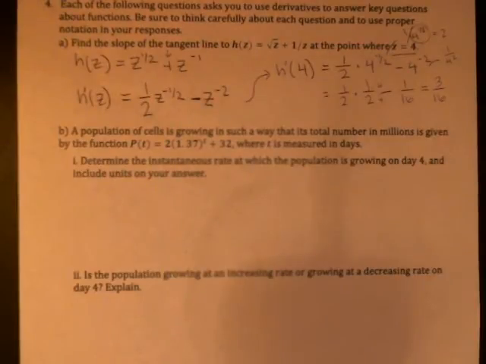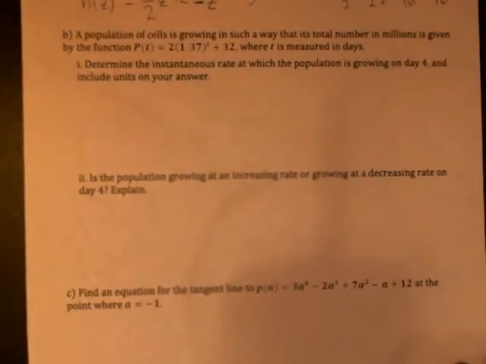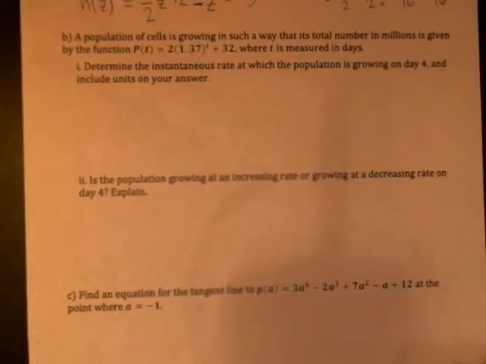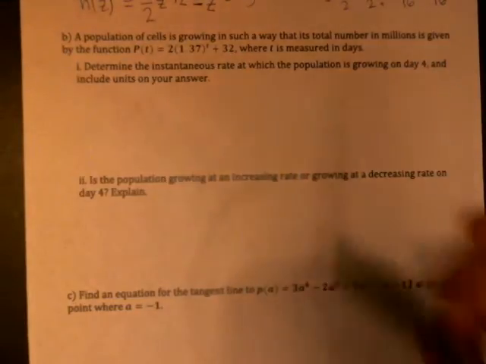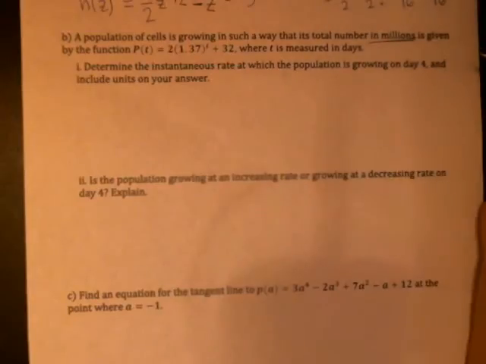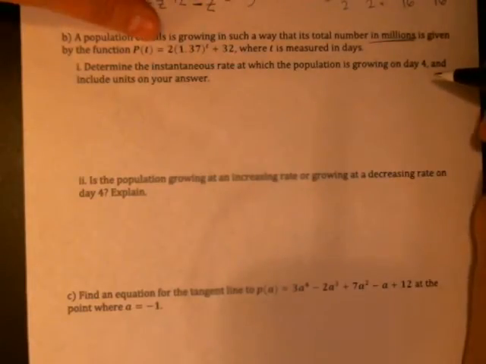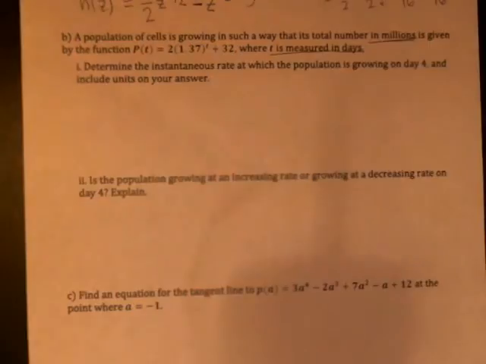Okay, so there's the slope of the tangent line. So we know derivatives give us slopes, and now we know quicker ways to find derivatives. Part B is a word problem. We have a function that tells us the population of cells in some sort of sample. Let's see, total. Okay, so this is population in millions. So this is millions of cells as a function of the number of days. We are supposed to determine the instantaneous rate at which the population is growing on day 4, including units.